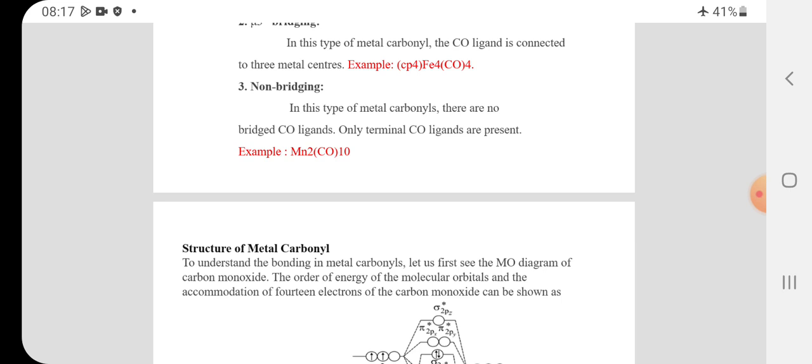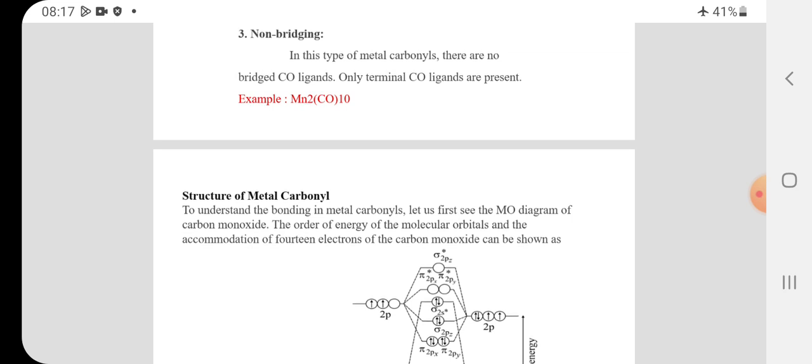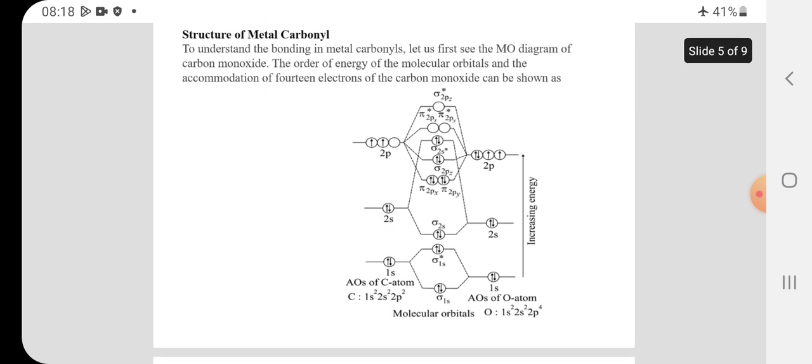Next one, non-bridging carbonyl or terminal carbonyl. The terminal carbonyl means only one metal atom is bound to one carbonyl. In this type of metal carbonyl, there are no bridging carbonyl ligands, only terminal carbonyl ligands are present. For example, Mn2(CO)10. Each manganese has 5 carbonyl groups, and a manganese-manganese metal bond is present. We also already saw this MO diagram of carbon monoxide.